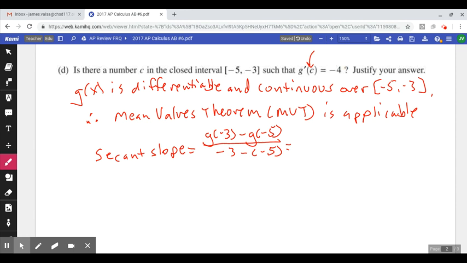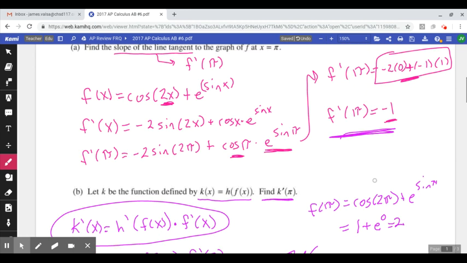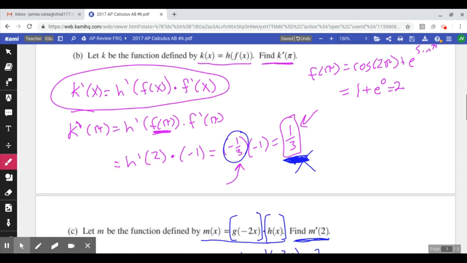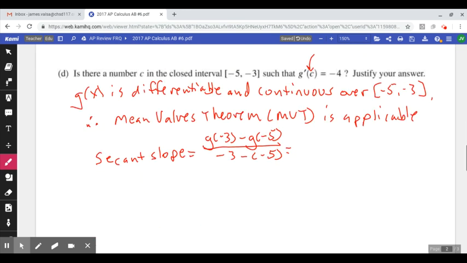So let's try to figure this one out here. We'll go back to the table. We're going to need both negative 3 and negative 5. And we're only looking at g here, not g prime. We've got g at negative 3, which is 2, and then g at negative 5 is 10. So if we take a look at our numerator then, we'll have g at negative 3, which we said was 2, minus g at negative 5 over negative 3 minus negative 5, which is negative 3 plus 5, which happens to be 2. So we've got negative 8 divided by 2, which is negative 4.